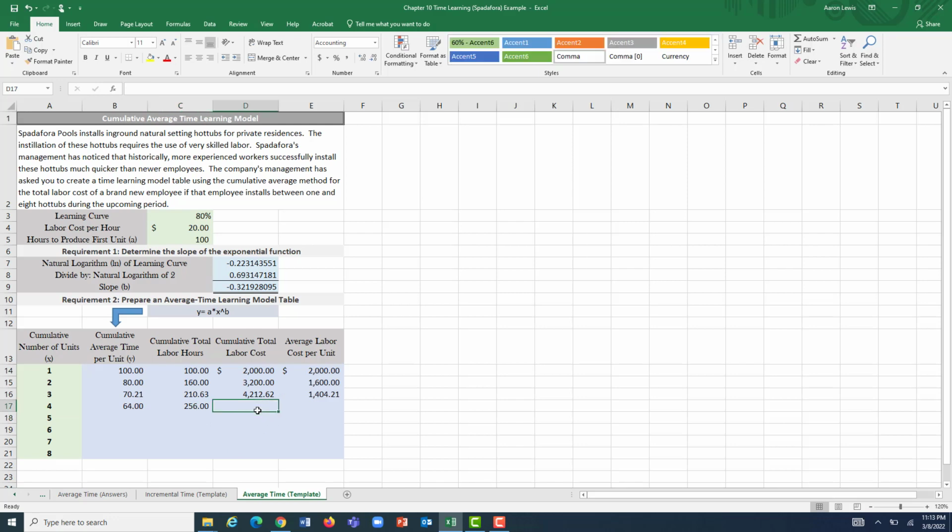Our cumulative labor cost is always going to be equal to what we had here times the labor cost per hour. I want to make that absolute, so I'm going to hit F4, so we're always going to use that 20. And our average labor cost is always equal to our cumulative total labor cost divided by how many units we've made. So after the 4th unit, our average time decreased by 80% when production doubled. We are averaging $1,280 per unit to install.